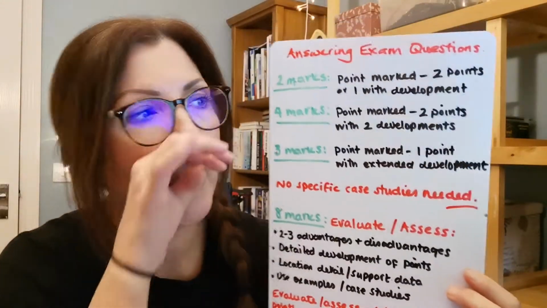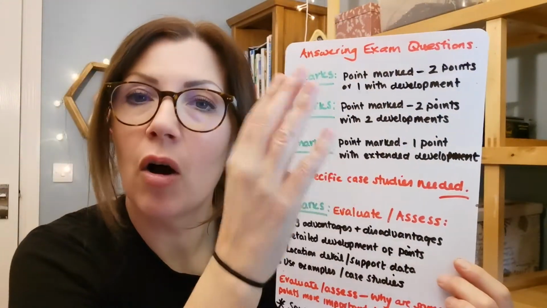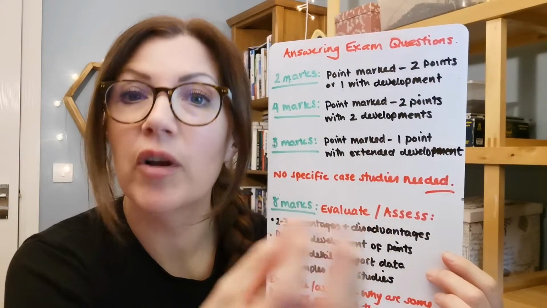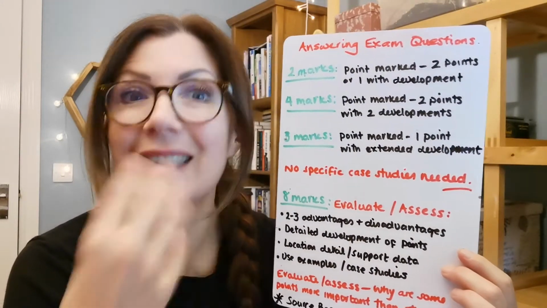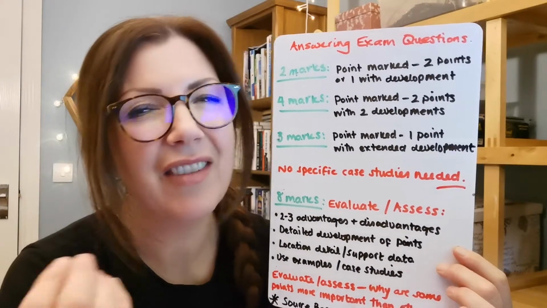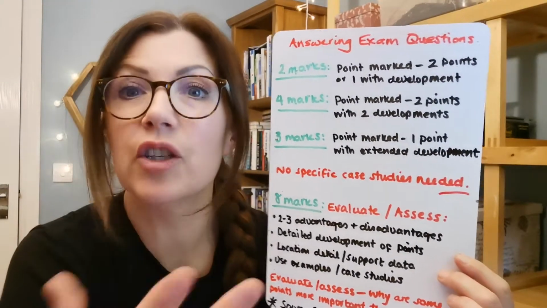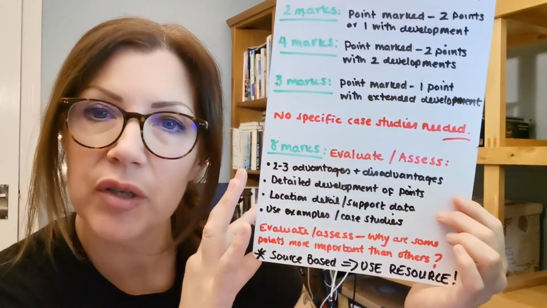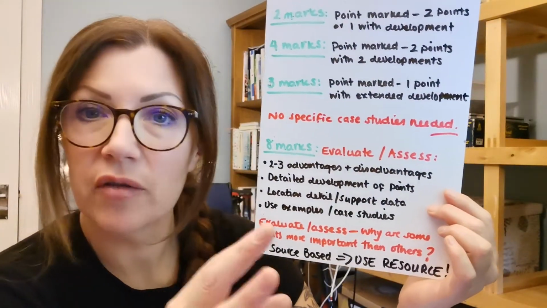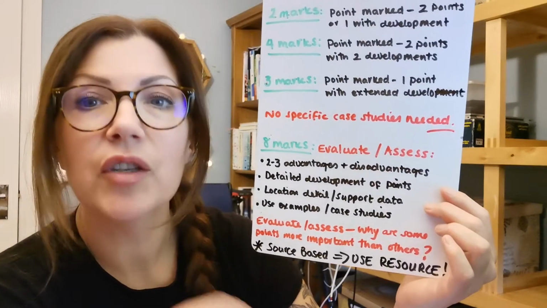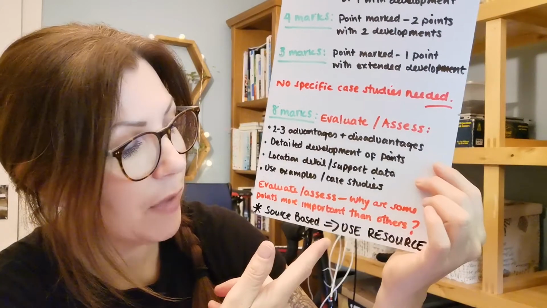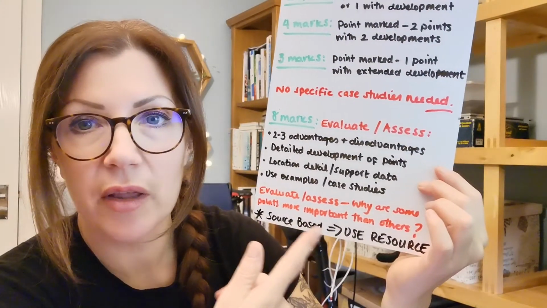Okay, so just to summarise, questions that are between 1 and 5 marks will be point marked. So every point or development of the point, you will get a mark. So be sensible and develop your point. Even if you're thinking, I'm not quite sure this is right, use it anyway. You're probably going to get the mark. And for 8 markers, you need 2 to 3 advantages, 2 to 3 disadvantages, and you're going to weigh up which of those are more or least important. And in paper 2, make sure that you use the source.